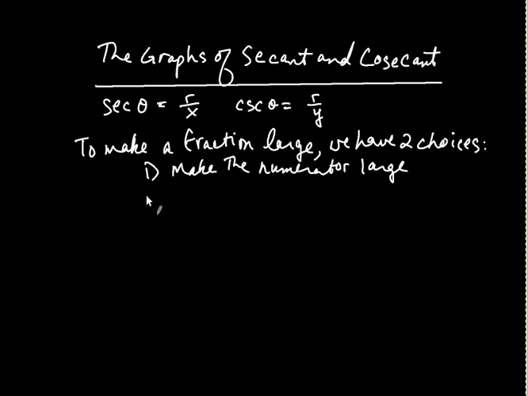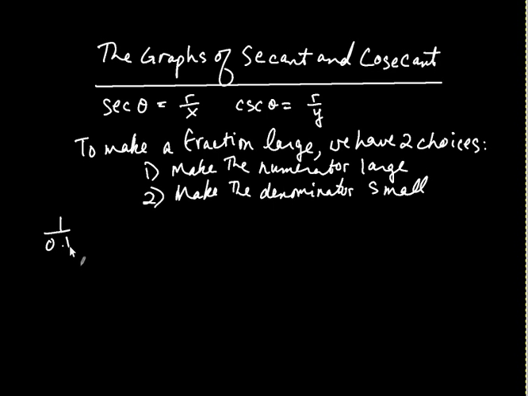Okay, it turns out that there's a second choice that's going to be more important for us. And that other choice is to make the denominator small. Make the denominator of the fraction small. Let me give you an example of what I'm talking about. So let's look at, for example, 1 divided by 0.1. Well, that's equal to 10.